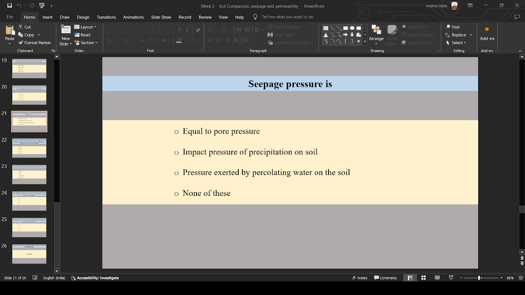Seepage pressure is option 1 equal to pore pressure, option 2 impact pressure of precipitation on soil, option 3 pressure exerted by percolating water on the soil, option 4 none of these. So what is the definition of seepage pressure?